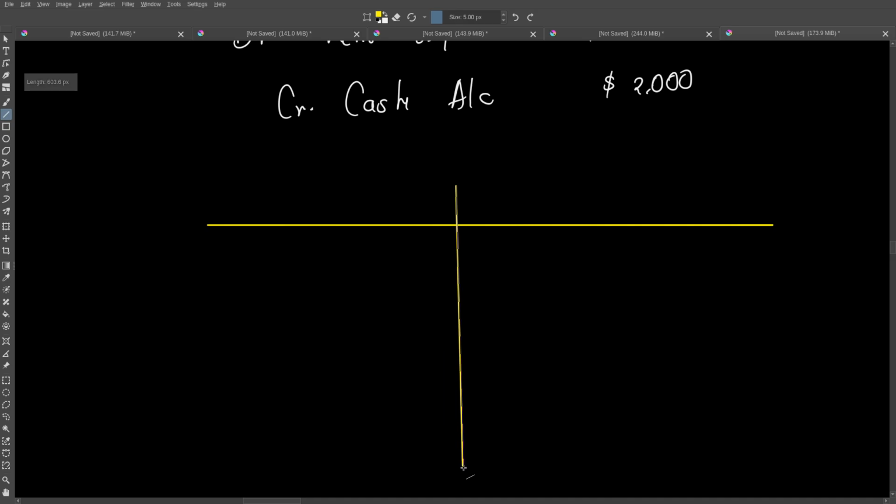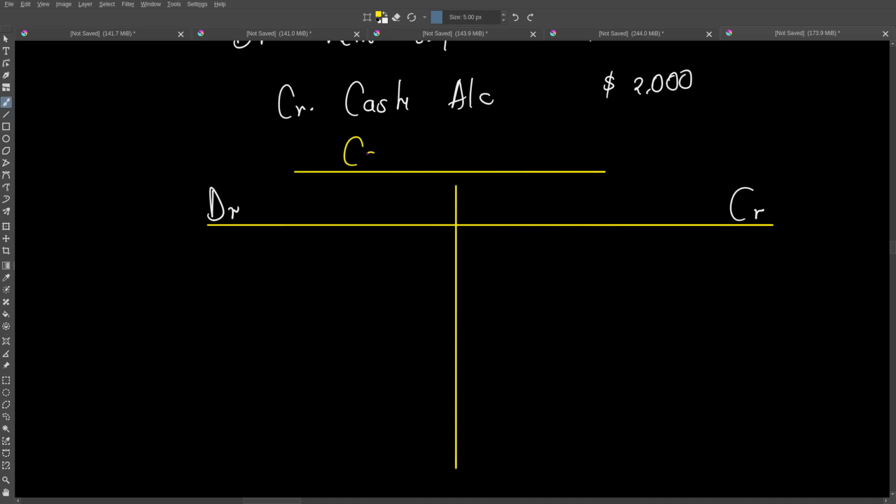Remember, the debits will always be on the left side, and then the credits will be on the right side, okay? So here we have debit, okay? You'll find we simplify this as DR, and this side as the CR, okay? And then here we are supposed also to indicate the account name, okay? So in this case, the account name here is cash account, for example, okay?